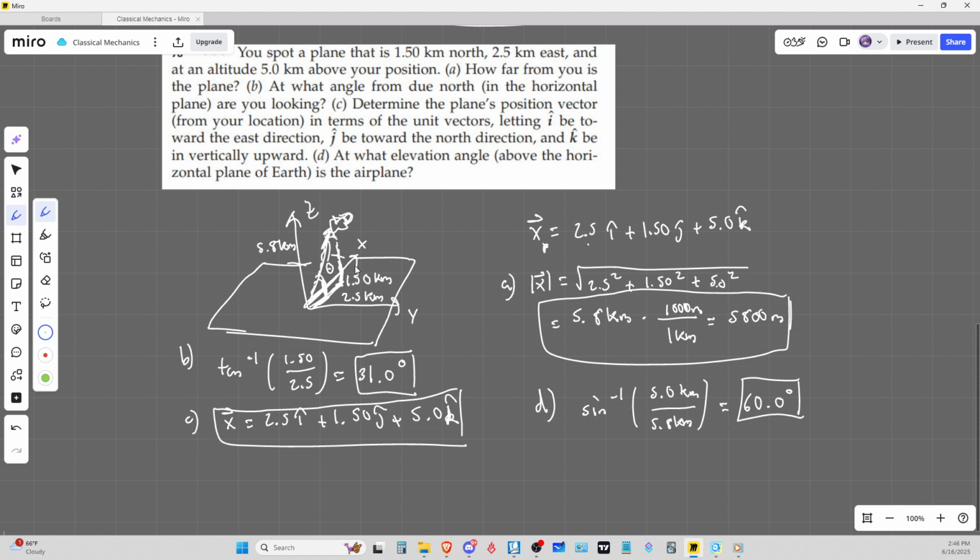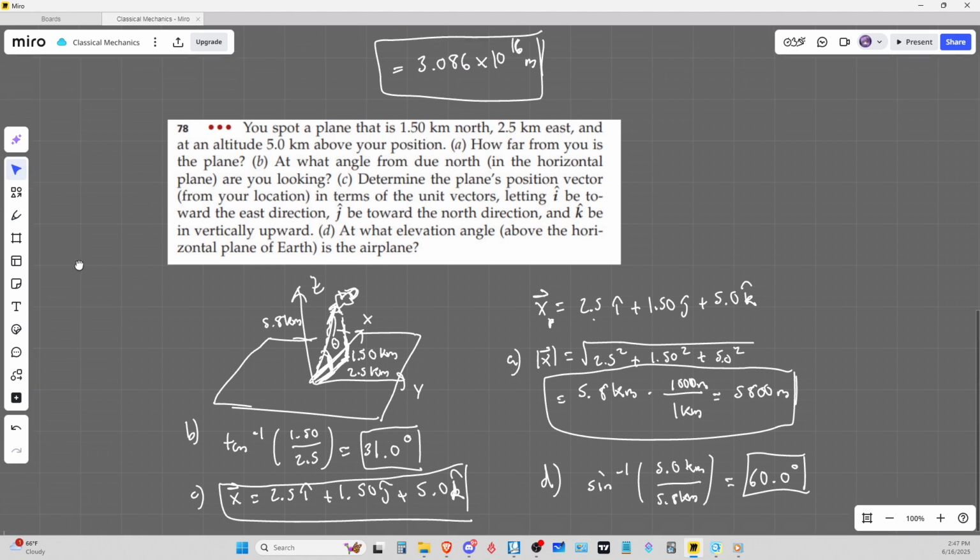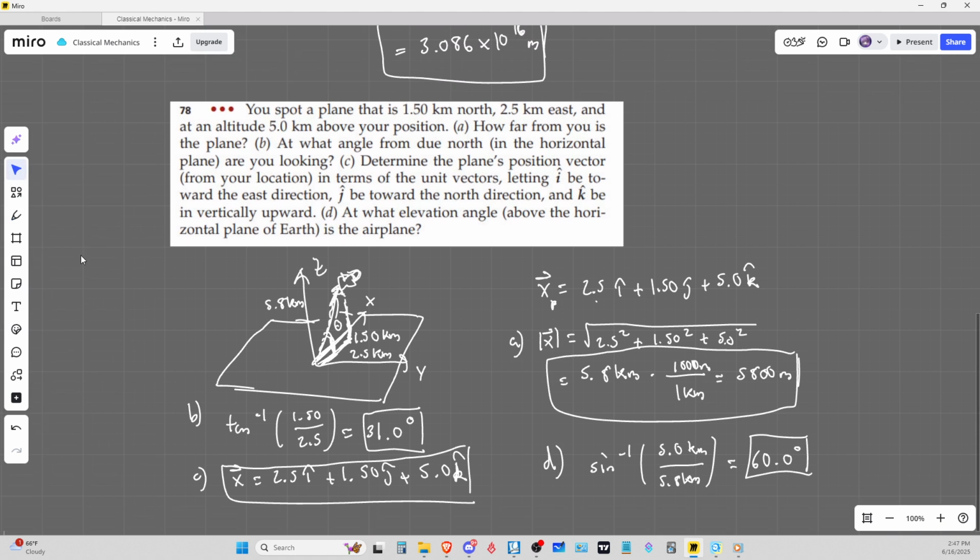So let me check and see if that is the answer we're looking for. So this is number, I think it's 79. It's either 79 or 76. 78. Okay, I was close. So 78 for 1.